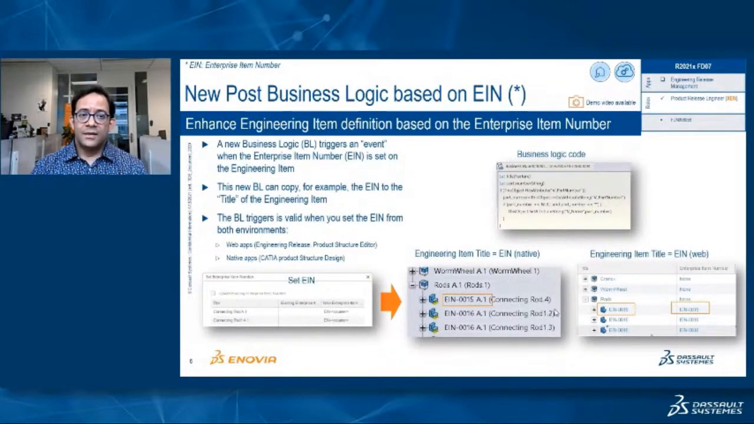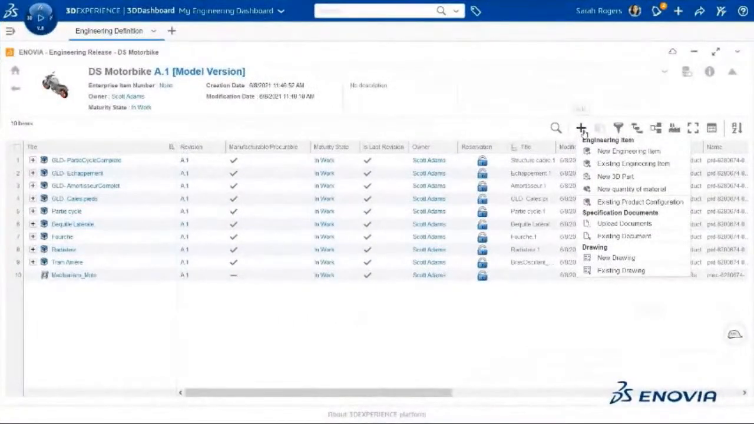So by default, this business logic will copy this enterprise item number into the title of the engineering item once you create it. So when I use the option to set an enterprise item number, the trigger will be copying this content into the title of the engineering item. And this is valid everywhere. It's in the web apps, for example, for the engineering release or a product structure editor, as well as in the native apps, such as CATIA product structure design, where we can create and generate enterprise item numbers. So let's see how these enhancements are available now in the product.